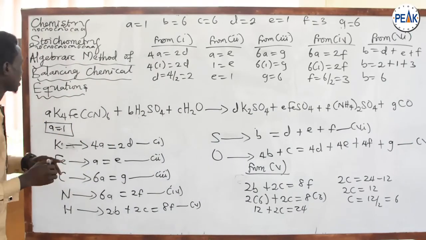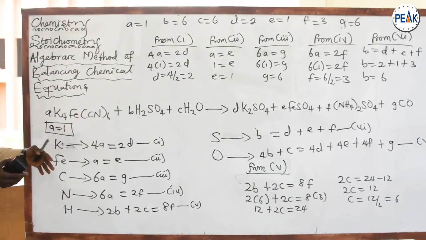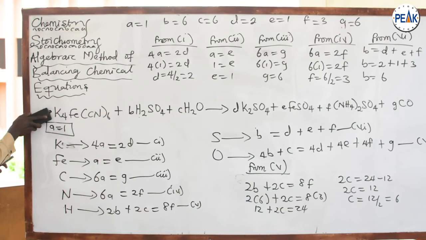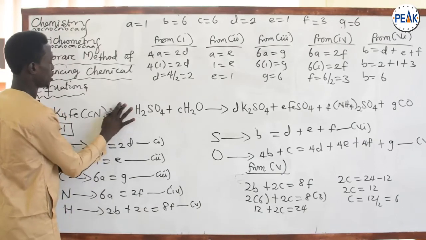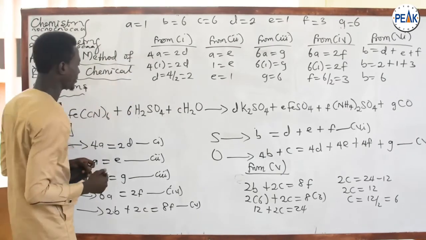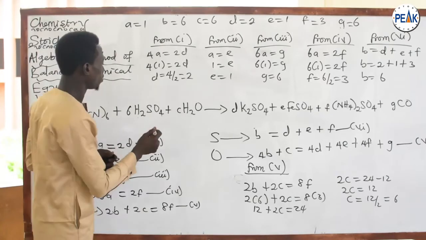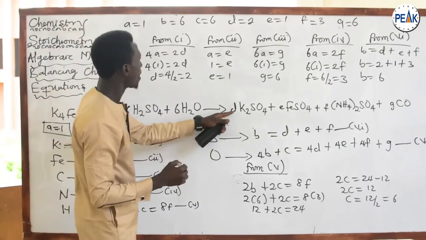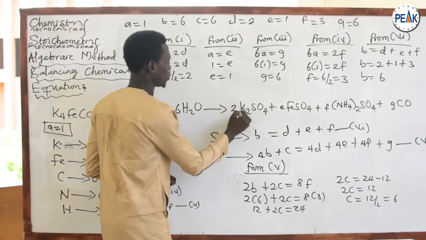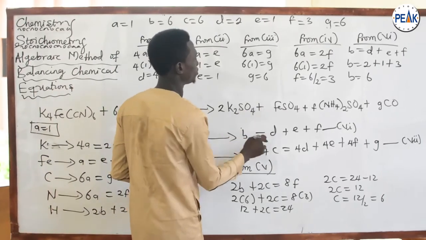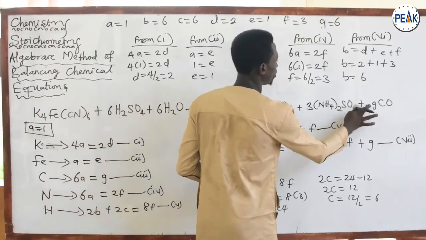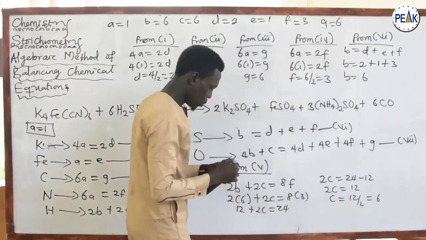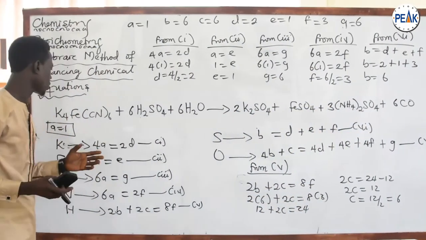Everything is set. I can then verify by replacing the values. My A is 1. There's no need to put the 1 there. Then my B is 6. They look alike. That's cool. Then my C is also 6. My D, 2. My E, 1. My F, 3. And my G, 6. So by the time we cross-check this, you see that this equation is balanced.